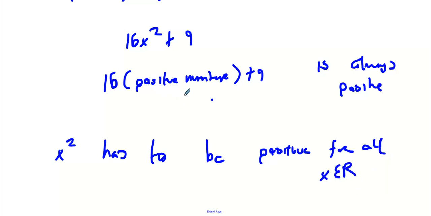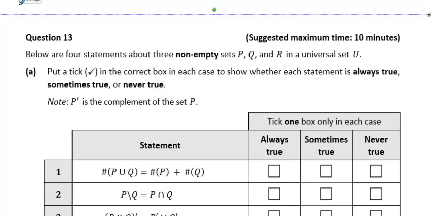So any number, whether it's negative or positive, if you put minus 1 in, minus 1 squared is plus 1. 16 times plus 1 is plus 16. So it doesn't matter if x is a negative or a positive number. When you square it, it's always going to be positive. That's why x squared is a positive number. Okay. So that's part 12. Now we're on to part 13.